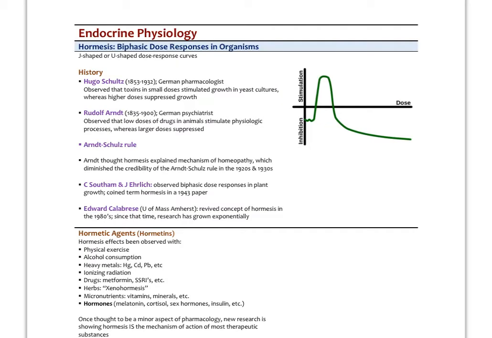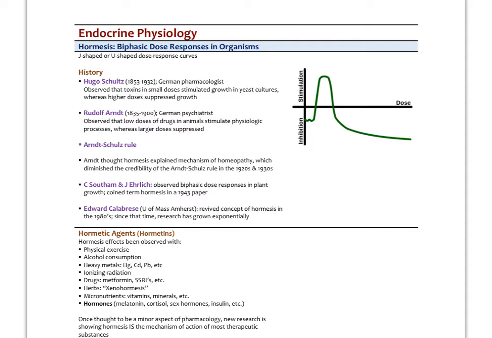Now, a very important concept we're going to need to understand, not just for endocrinology, but for medicine in general and therapies, is something known as hormesis. And this refers to what we call biphasic dose responses of different things like hormones or a drug, an herb, etc. You might have heard in the literature something known as a J-shaped or U-shaped curve. This has an interesting history.